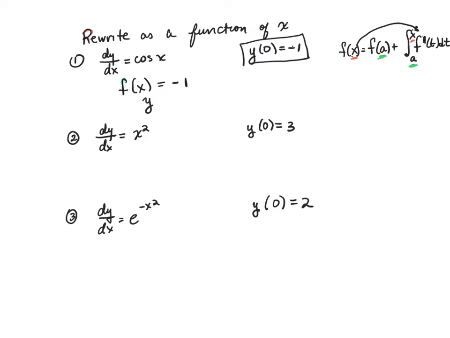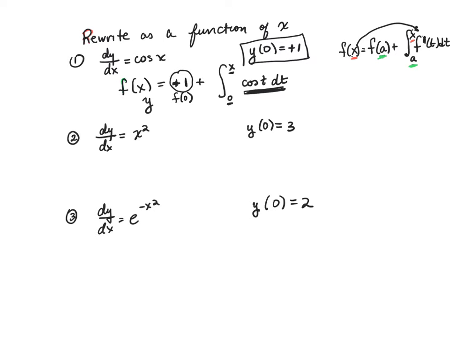Oh no, I'm sorry, this should be 1. Positive 1, right? That was a big mistake. Y of 0 is 1 here. So the initial amount is 1 plus the definite integral from 0, because this is really f of 0, to x of the derivative, which is cosine, but instead of an x, I'll put a t, dt. And that's it. So remember that the initial amount goes here, the time of that initial amount goes here, this upper limit is always x, and the derivative is in the integrand with a t for the x.